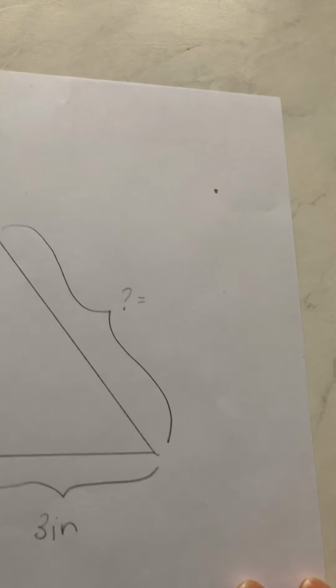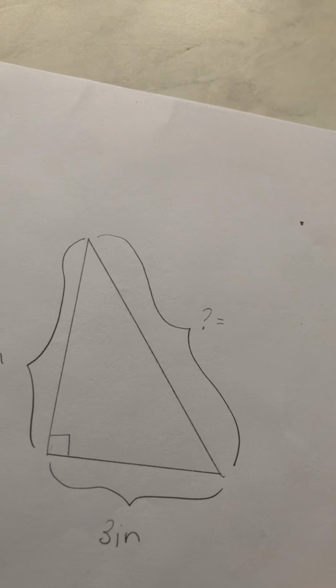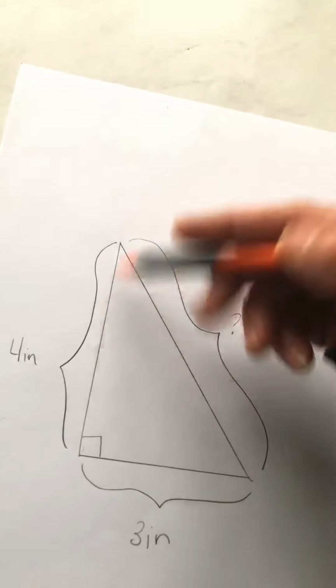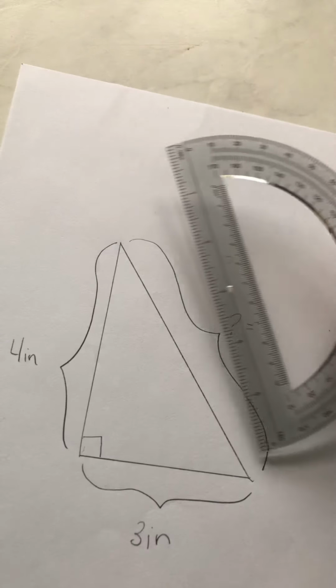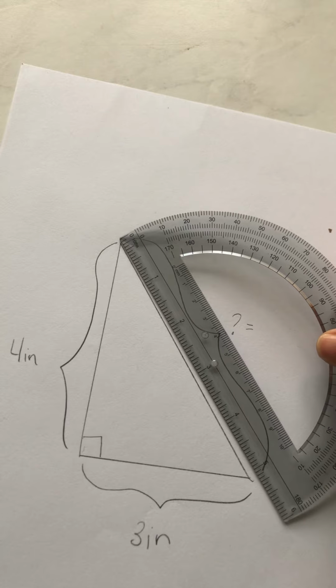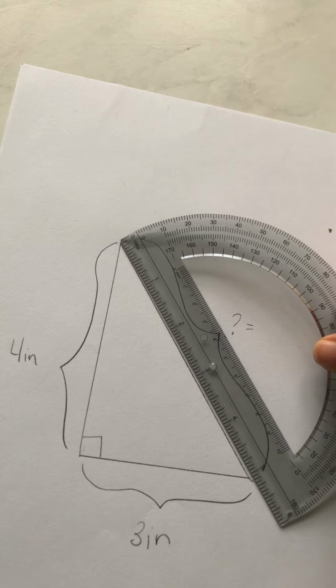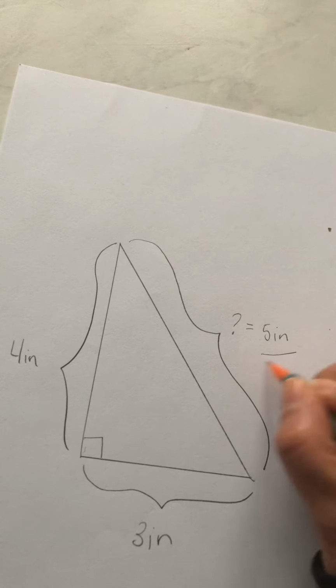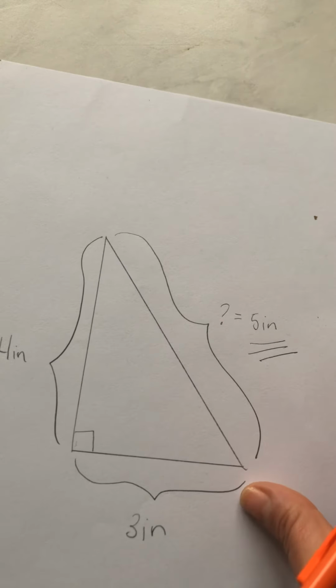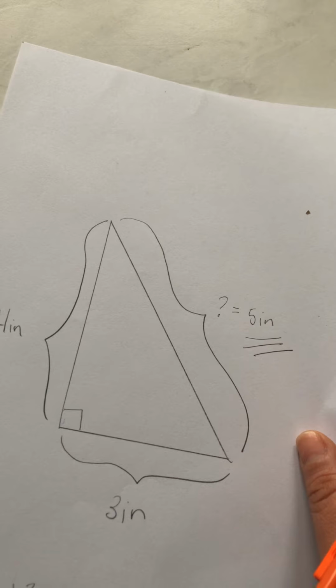So I did that here. And as you can see, we've got a height of 4 inches, a base of 3 inches. And then if I go ahead and measure this right here, the diagonal that connects the height and the base, it's about 5 inches. Okay? All right, so that's magic, right?